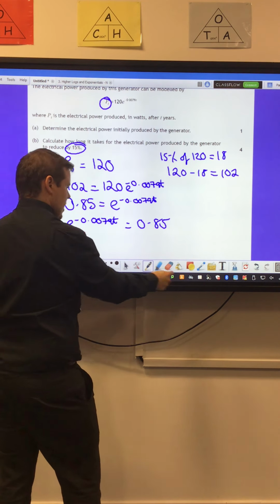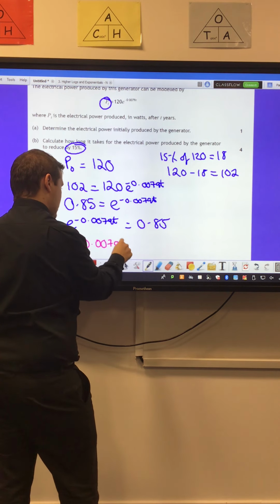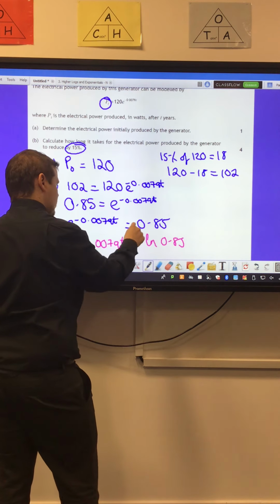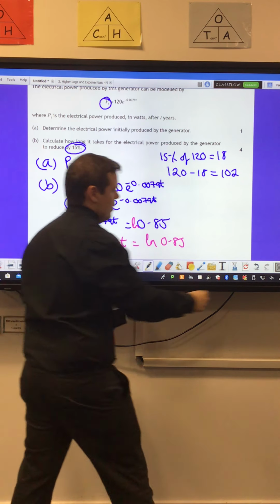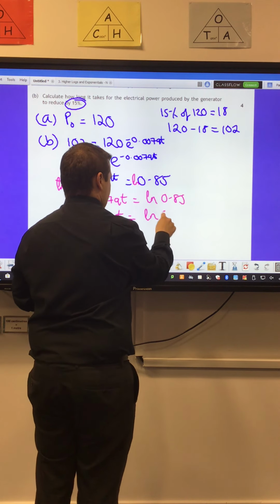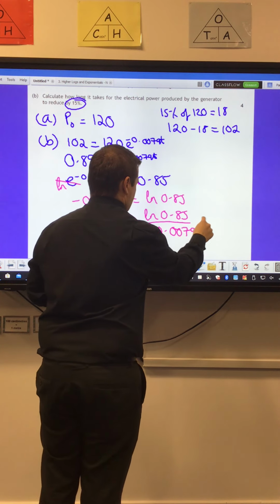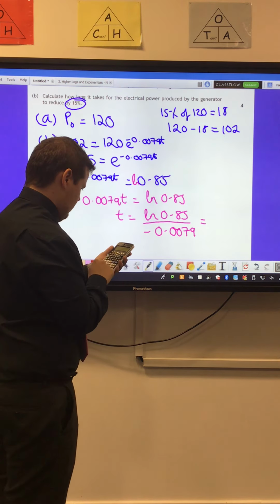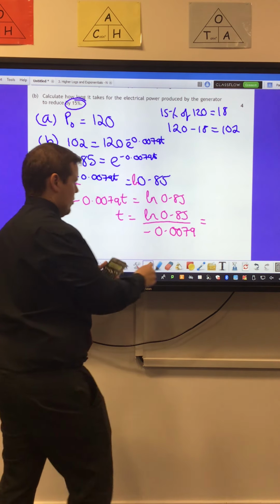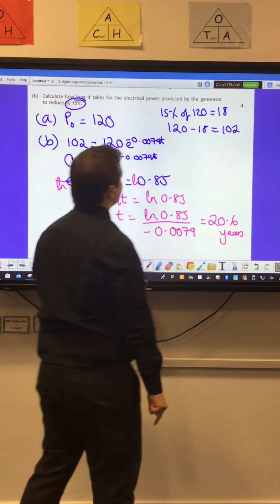Take the logs of both sides. That's going to be negative 0.0079t equals ln 0.85. Just remember, when you do the logs of both sides there, those eliminate each other. Okay, so we'll get t is ln 0.85 all over negative 0.0079, and that comes out, I'm sure, as 20 point something. Right, by negative 0.0079, 20.6, and we are working in years.